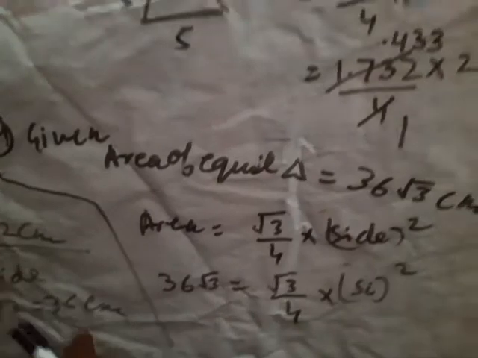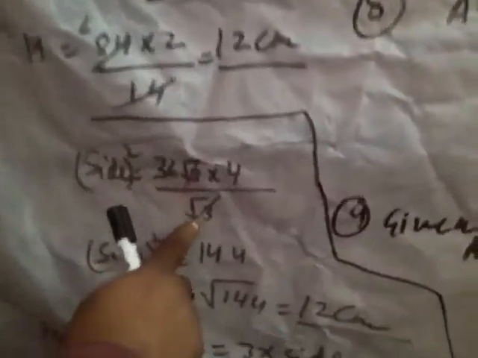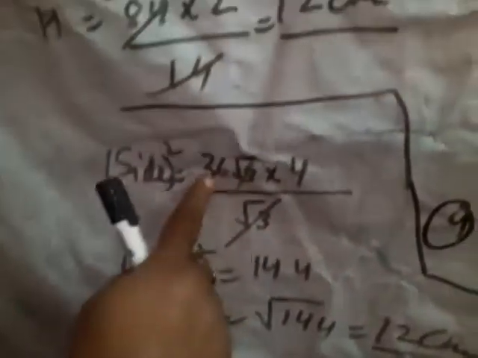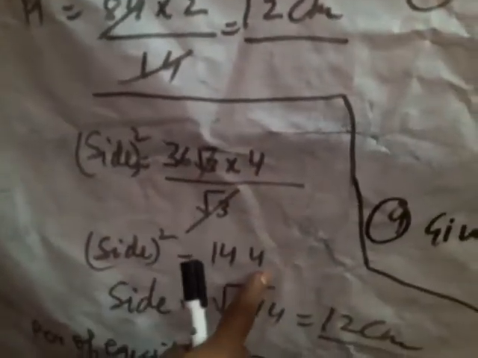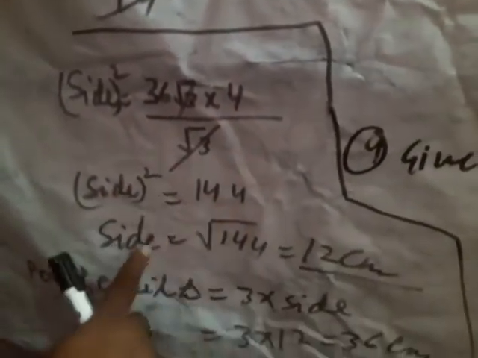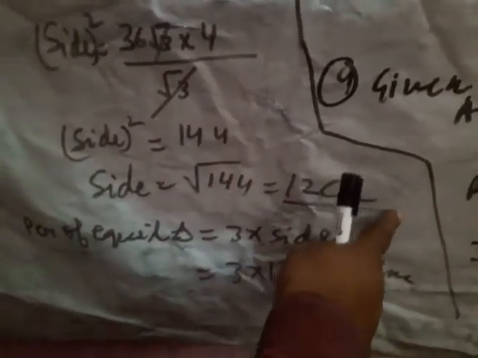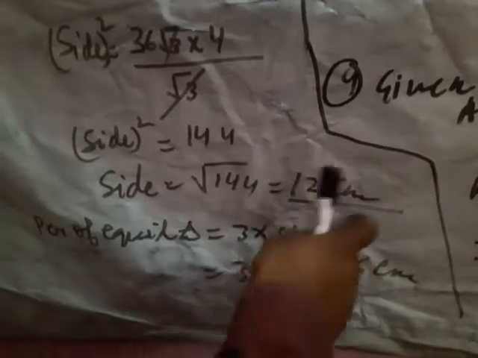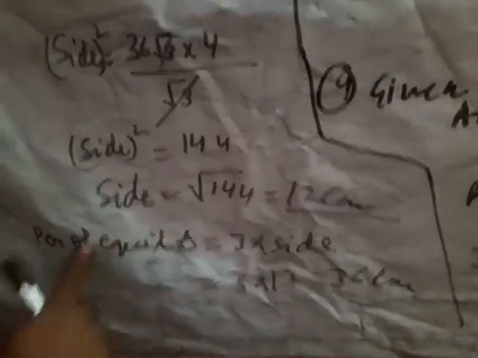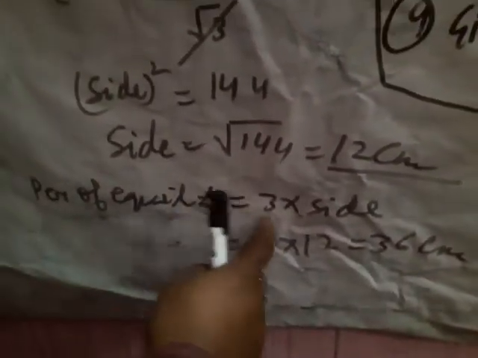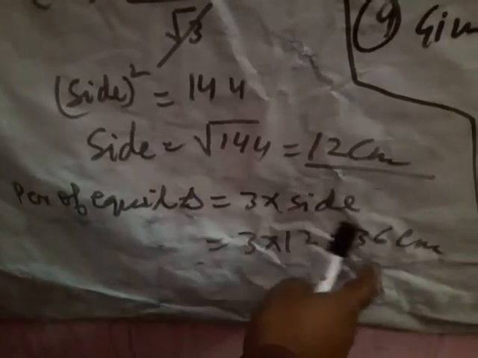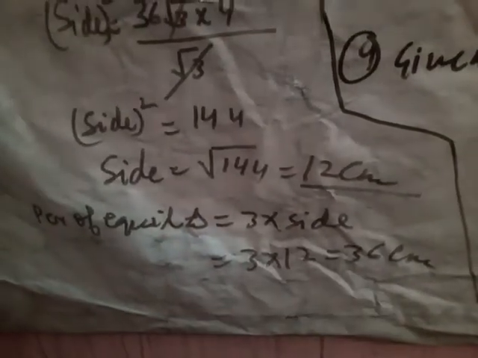In place of area you write 36 root 3. Root 3 upon 4 goes to that side, so side square is equal to, root 3 cut by root 3, 36 into 4 is equal to 144. Side square is equal to 144, side is equal to square root 144 is equal to 12 centimeter. When you know the side of the equilateral triangle is 12 centimeter, now perimeter of the equilateral triangle is 3 into side is equal to 3 into 12 is equal to 36 centimeter.